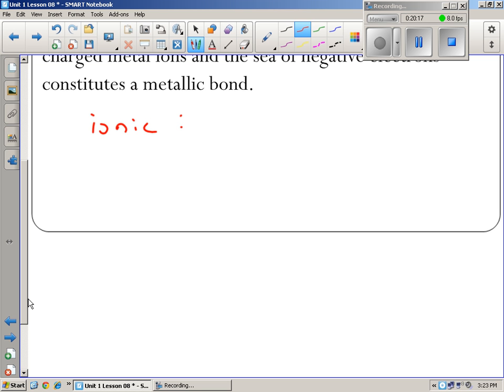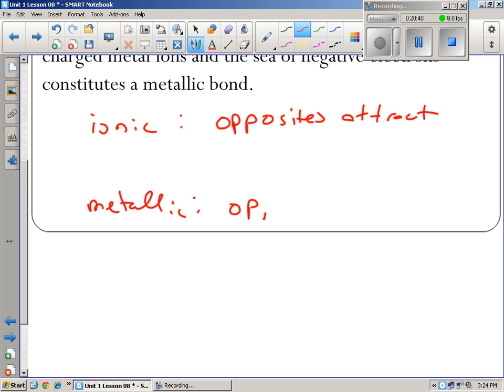Ionic, okay? So, you can write this wherever. I don't care where you write this. I'm going to simplify this for you. Ionic is based on opposites attract. Leave yourself a little bit of room here. If you want to simplify the differences and the similarities between ionic and metallic, it's quite straightforward. Ionic and metallic is based on opposites attract.